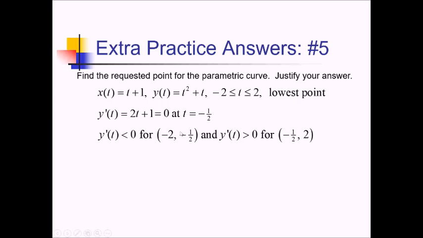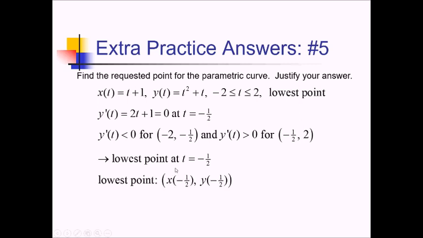Well, if it's going down until negative 1/2, negative 1/2 is the time at which it has reached its lowest point. So that means that the lowest actual point is going to be whatever point I get when I plug negative 1/2 in for x and y. Let's go ahead and do that. Plugging negative 1/2 in for x, that's negative 1/2 plus 1, which is positive 1/2. Plugging in now for the y function, this is going to be, let's see, negative 1/2 squared is 1/4. And then we've got minus 1/2, that's minus 1/4 when the dust settles. So that's the lowest this point ever gets.